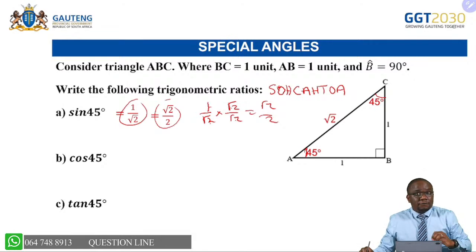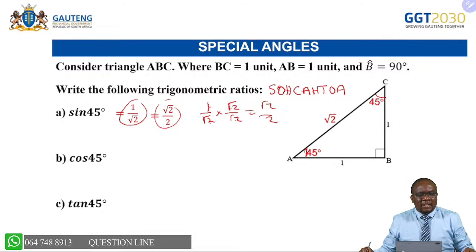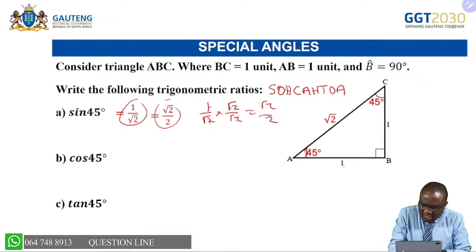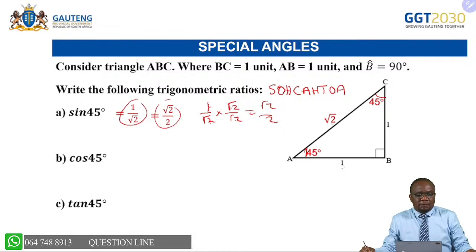So cos 45, I want you to write your ratio, and then after that, rationalize it and get your final answer. Cos 45. If you have your answer, try to rationalize it first. Okay, have you managed? Right, cos 45 is adjacent, AB is adjacent, which is 1. Hypotenuse is square root of 2. So again, 1 over square root of 2, we rationalize it, is square root of 2 over 2.